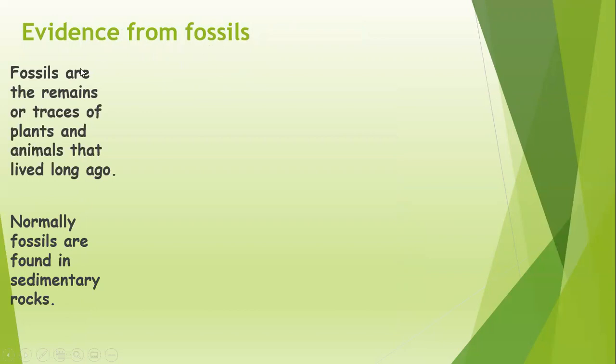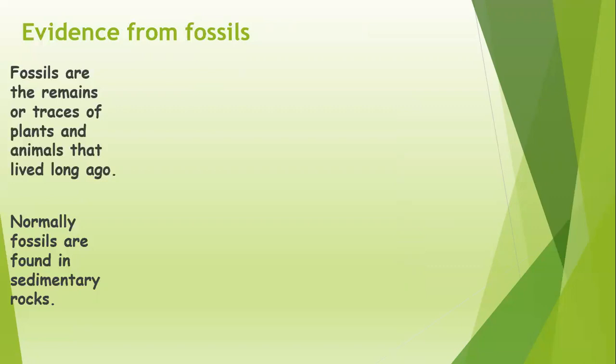What are fossils? Fossils are the remains or traces of plants and animals that lived long ago. Millions of years ago, some animals and plants existed at that time. Normally, when any animal or plant dies, it is decomposed, right, by bacteria. But sometimes some parts of animals or plants do not get decomposed. Instead, they get fossilized. Their remains are still left till today. Even after millions of years, you can find some of their dead remains. Those dead remains are called fossils.